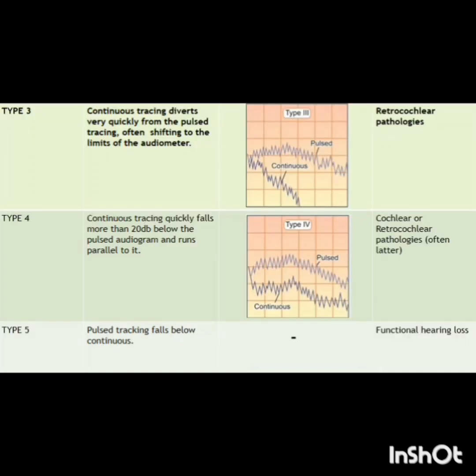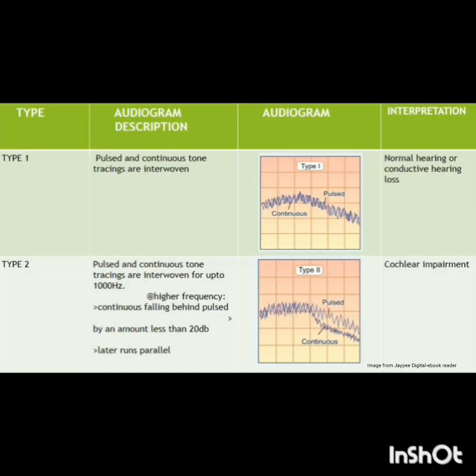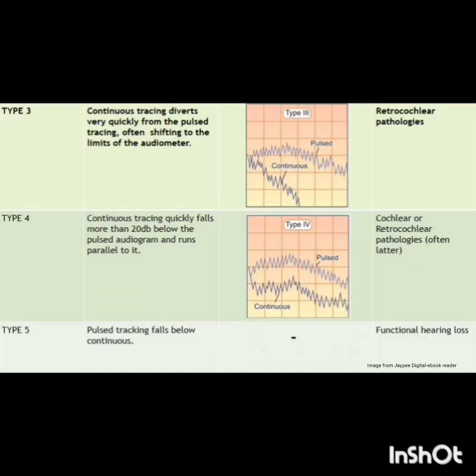Type 3 is often seen in retrocochlear pathologies, where the continuous tracking diverts very quickly from the pulse tracing and shifts to the audiometric limits. In type 4, the continuous tracking falls more quickly, more than 20 dB below the pulse, and runs parallel. This is often seen in cochlear or retrocochlear pathologies, most often retrocochlear pathologies. In type 5, the pulsed tracking falls below the continuous, which is seen in functional hearing loss, that is non-organic hearing loss.